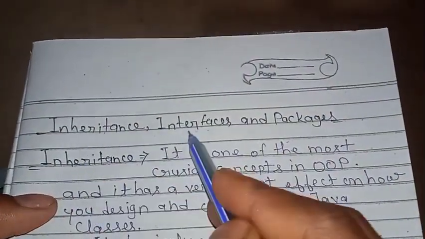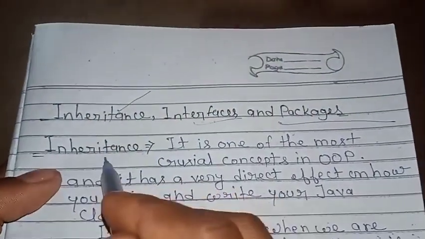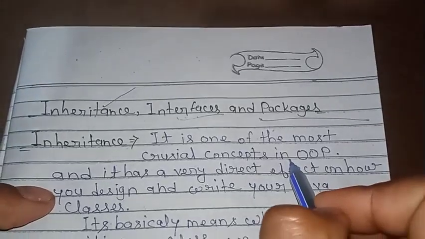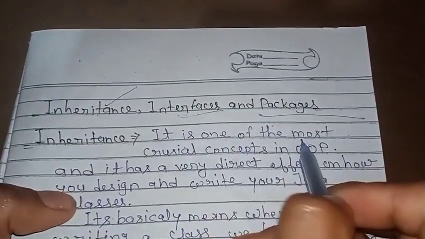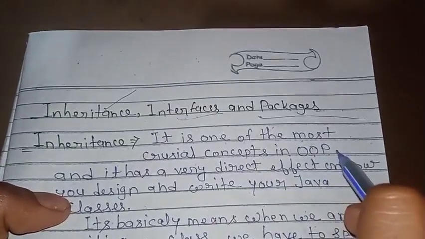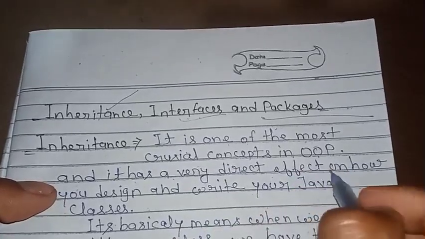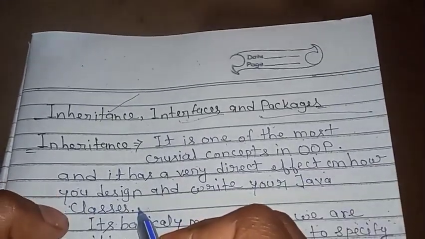Next is inheritance, interfaces, and packages. We will understand inheritance first. What is inheritance? Inheritance is one of the most crucial concepts in an object-oriented programming language, and it has a very direct effect on how you design and write your Java classes.